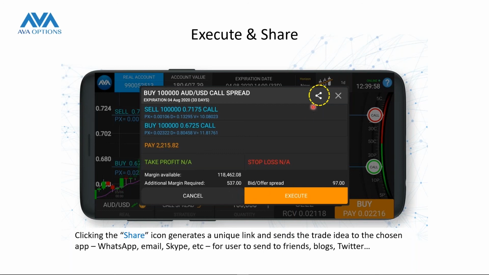And you can click up here, this sharing icon. If you click on that, a link will pop up using the standard iPhone or Android sharing menu. And you can share it with your friends or your followers, or share it on a blog. You'll get a unique link with these details so that anybody else who receives your link and clicks on it can copy it.